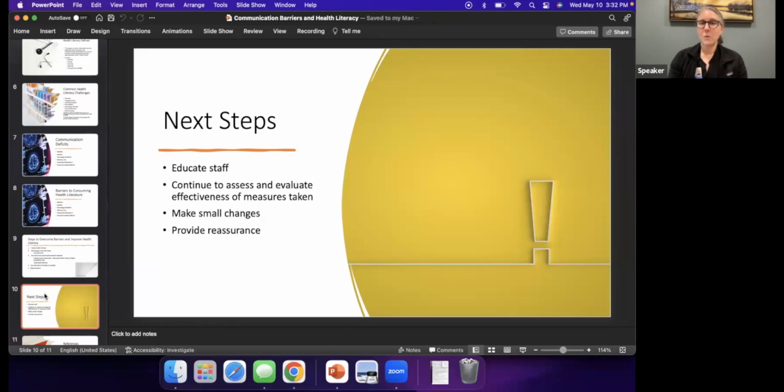One of the things that I hope that you'll take home from this presentation is to make small changes. Rome wasn't built in a day, so maybe just implement a couple things and start from there and see how they're going, and then add to that as things are going well, or revise as needed. So constantly evaluating and making small changes is really important.